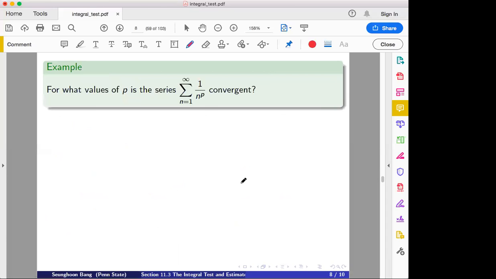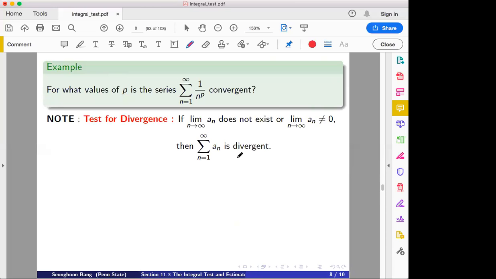For what values of p is the series summation n equal to 1 to infinity of 1 over n to the power p convergent? So note, do you remember the test for divergence? It was exactly in the last lecture. The test for divergence: if the limit of an as n approaches infinity does not exist or is not equal to 0, then the summation from n equal to 1 to infinity of an is divergent. We call this the test for divergence.